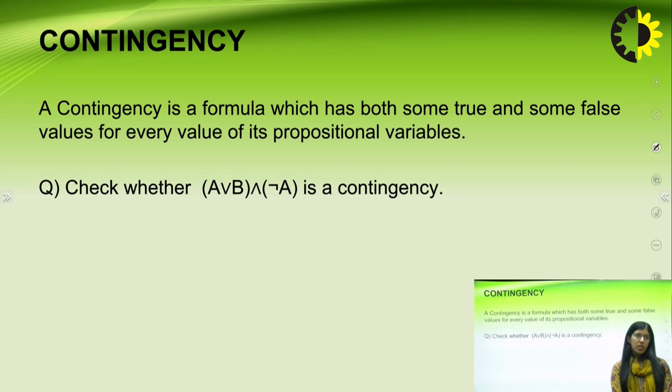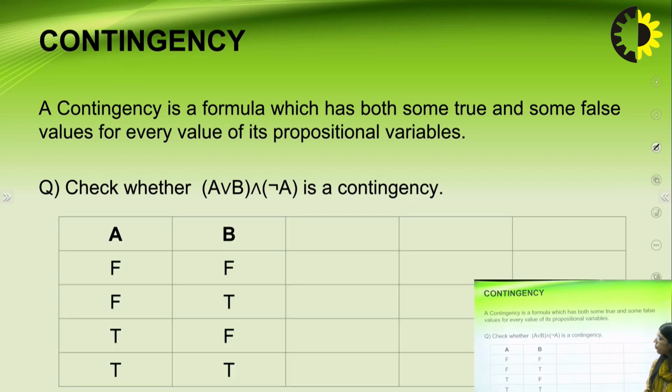Next one is contingency. A contingency is a formula which has both some true and some false values for every value of its propositional variables. Basically, it is a mixture of both true and false results. Let's find out here. Firstly, we need to find A or B. Here A or B will result in false, then true because one of the values is true, again true, and the last one is true.